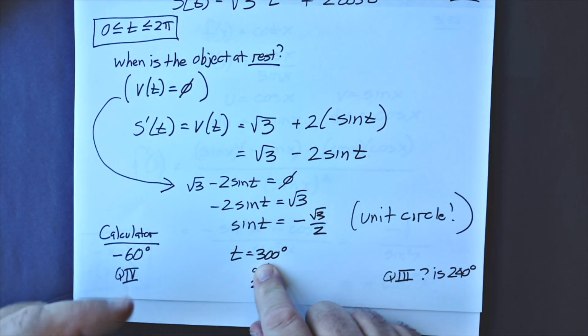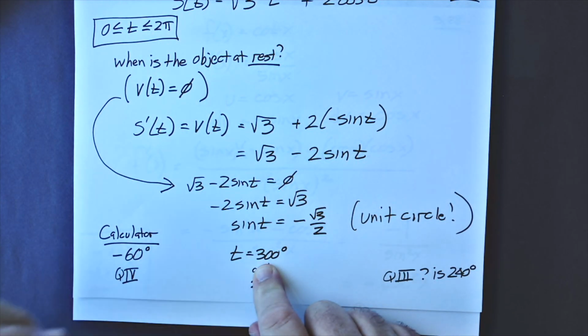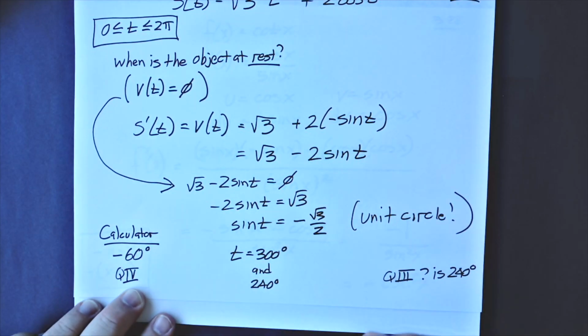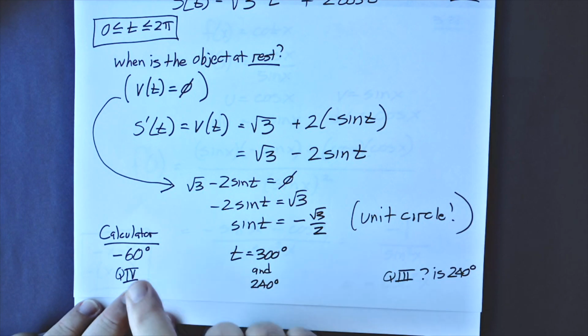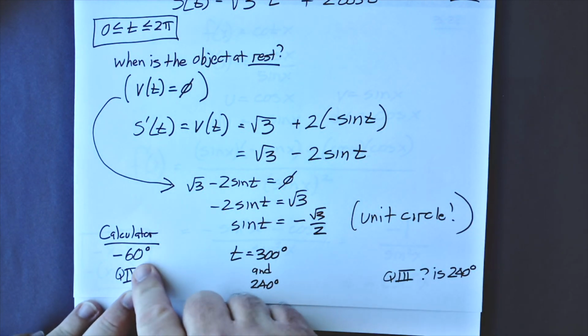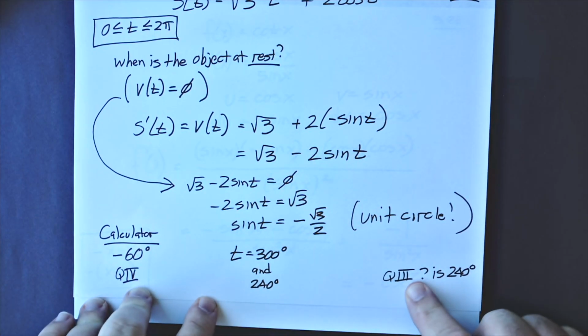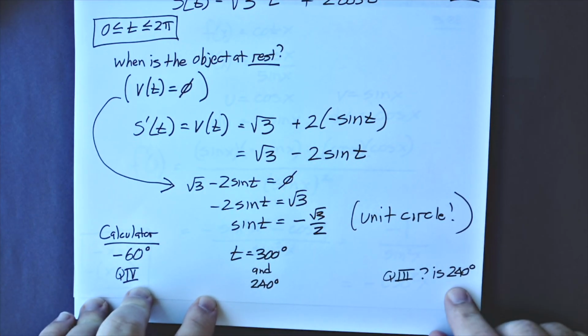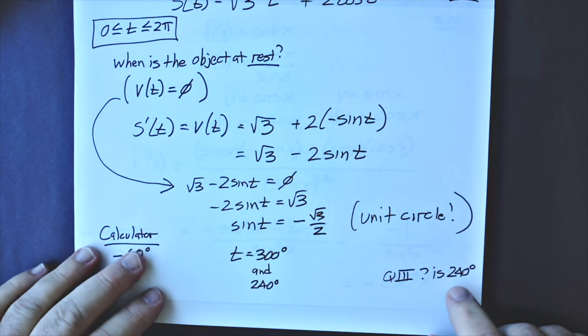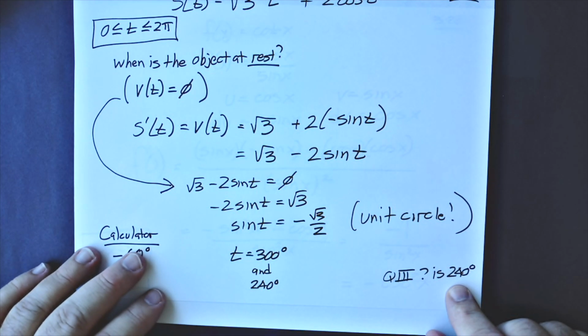But remember, when we get these trig functions, you must check for other answers. So that's the quadrant 4 version when the sign is negative. But what other quadrants have a negative sign value? Quadrant 4 and quadrant 3, right? So we need the quadrant 3 version of this. And what is the equivalent in quadrant 3? It's 240 degrees.